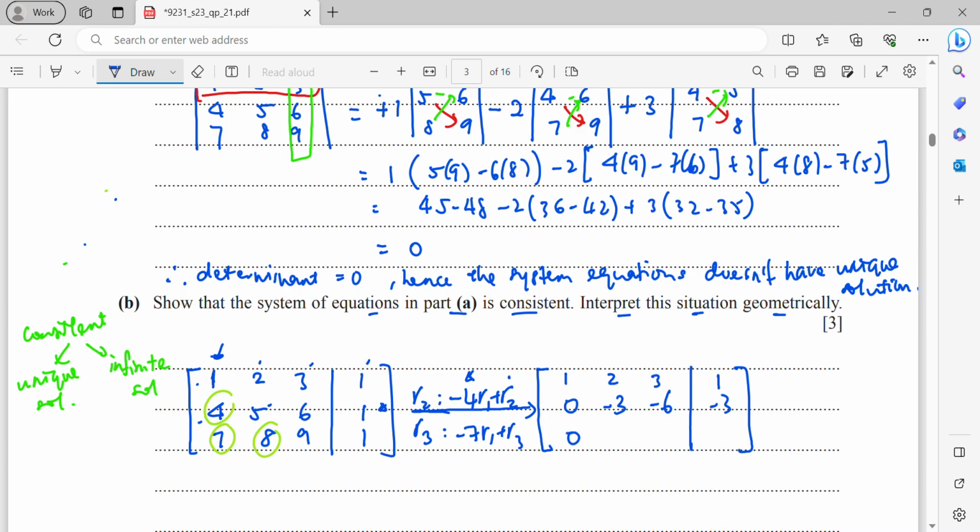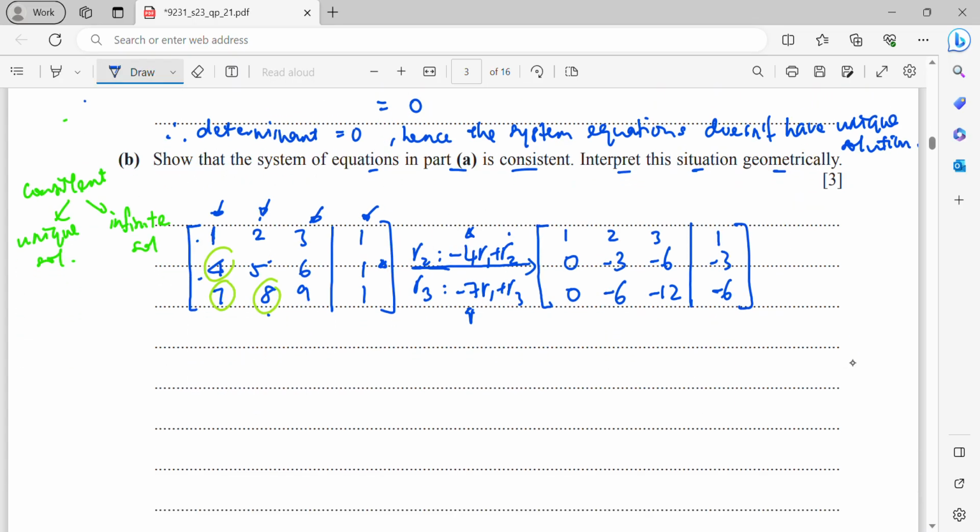So the first one definitely is 0. Then the second value, 2 times minus 7 here will be minus 14. Then you plus with the 8, it will be minus 6. Okay, and then the minus 7 times 3, it will be minus 21. Then you plus with the 9, it will be minus 12. So same goes to the last value, minus 7 times 1 plus 1, it will be minus 6.